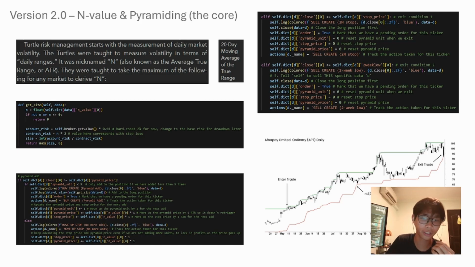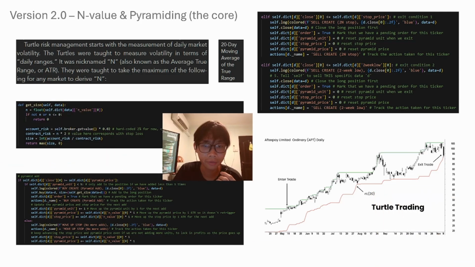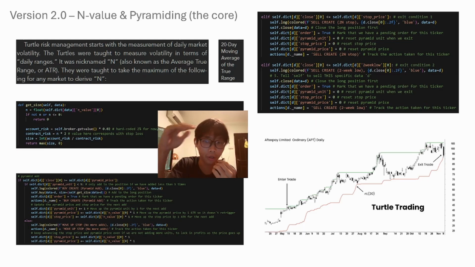So you can see this graph here. I hope I'm not covering it. I might be covering it. In this graph, you can see how it's like a pyramid shape. It goes up and up as the stock price moves up, and you limit the number of pyramids at 5. So after 5, you stop it there.